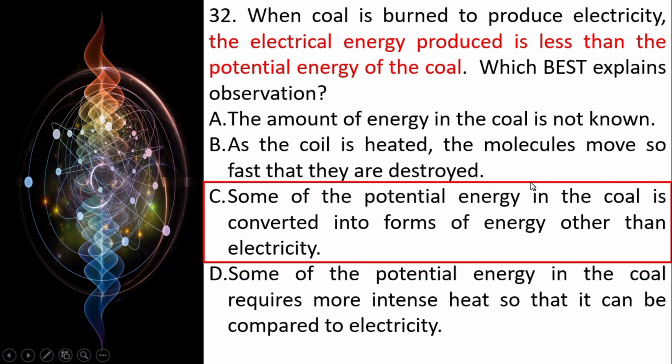Some of the potential energy in the coal is converted into forms of energy other than electricity, which is heat. To be specific, heat energy ang na-produce. Some of the potential energy in coal is converted into electrical, and then the other is heat energy.